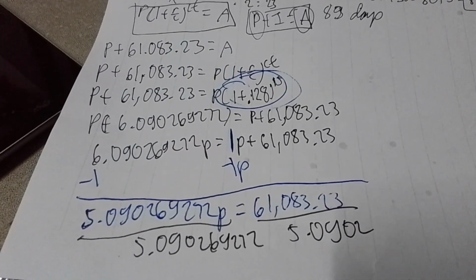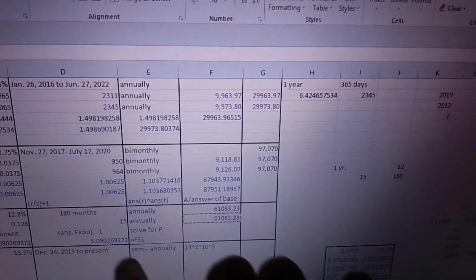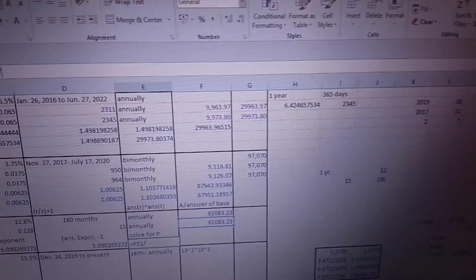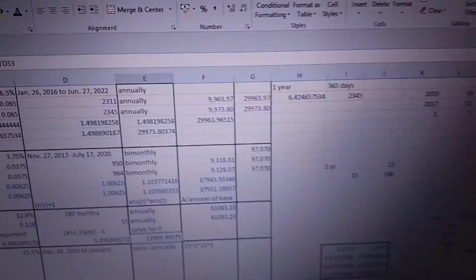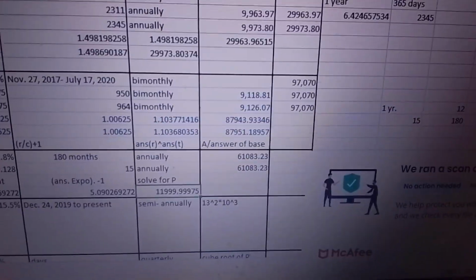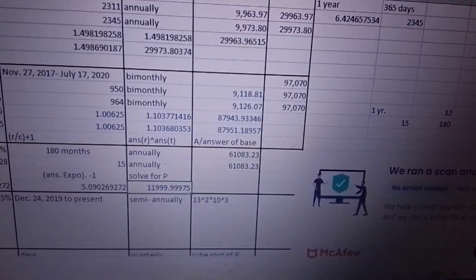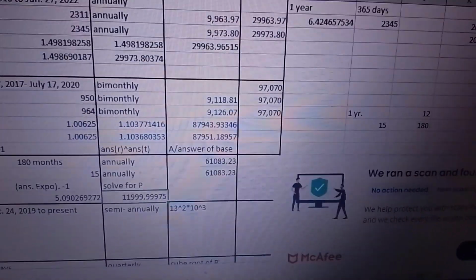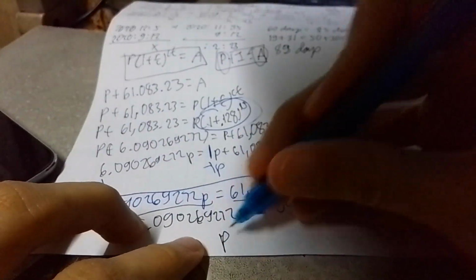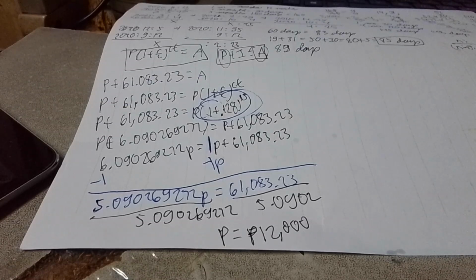And then we're just back to basic division. So now what we're going to do is take the future value of 61,083.23 divided by this answer here. And what do we get? Yes, we still got the same answer of 11,999. But if I were to round it off, our principal is supposed to be 12,000 pesos. So, the value of our principal is 12,000 pesos.